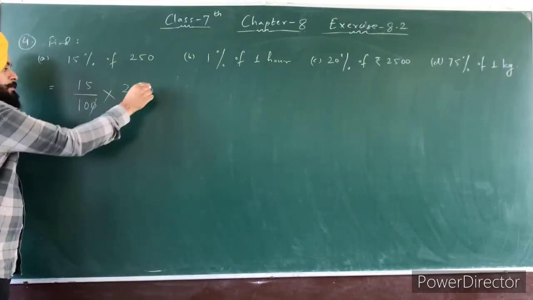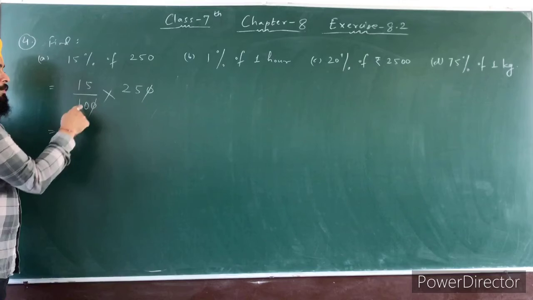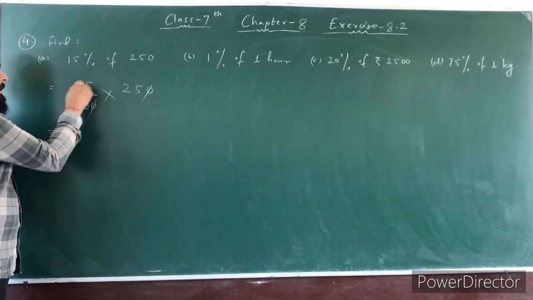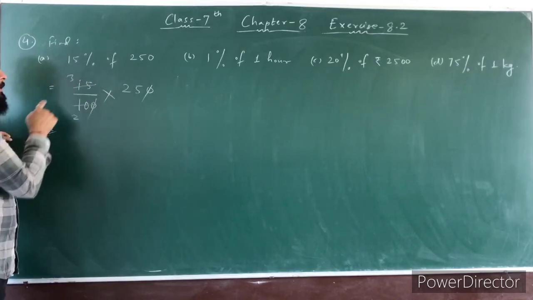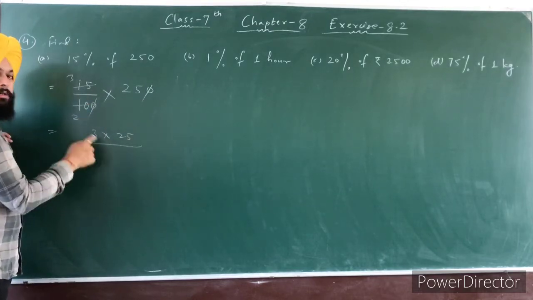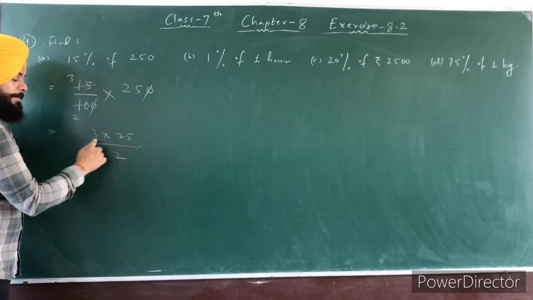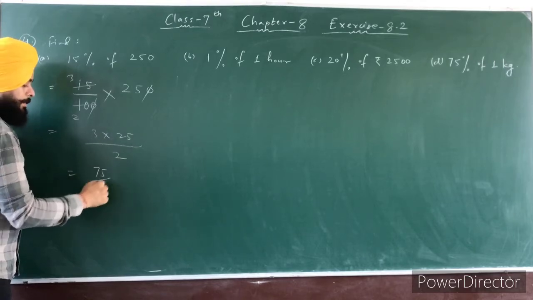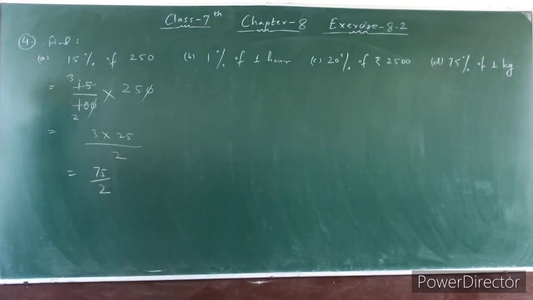Now you can see here the 0 and 0 cancel. 15 over 10. 5 2s are 10 and 5 3s are how much? 15. So 3 multiplied with 25 over 2. Now 25 3s are 75 over 2. 75 over 2. This is a fraction.